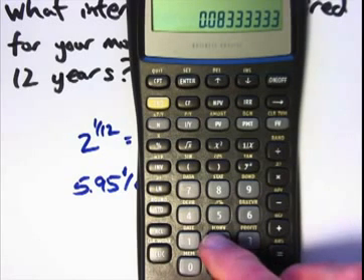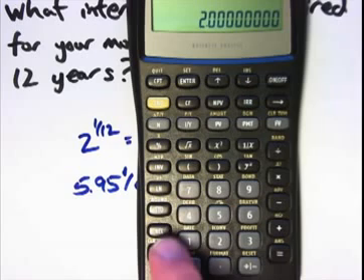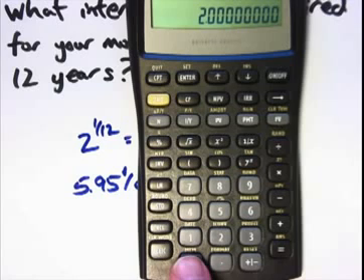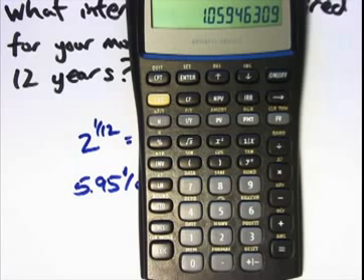Now I can take 2, press my Y to the X button, and recall RCL, the number that's stored in this registry that's labeled with the digit 0. There you go. There's the answer, 5.95% approximately.